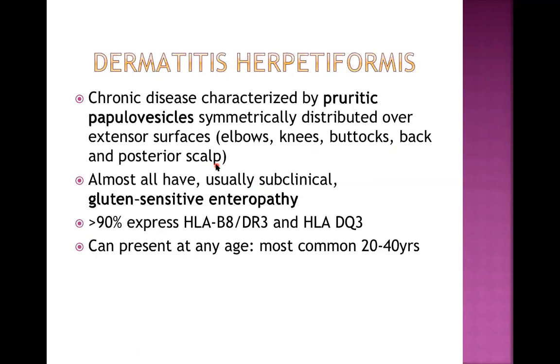Almost all cases of dermatitis herpetiformis have gluten sensitive enteropathy, though it is subclinical. The frank malabsorption and diarrhea may not occur, but they are having some component of gluten sensitive enteropathy. That's why we call it one of the parts of celiac disease. Now look at the genetic association. More than 90% of them express HLA-B8, HLA-DR3 and HLA-DQ3, same like celiac disease. And they can present at any age, but the most common age is between 20 to 40.